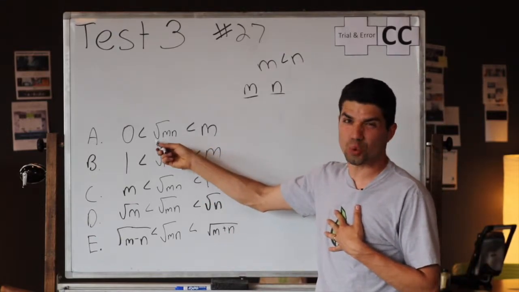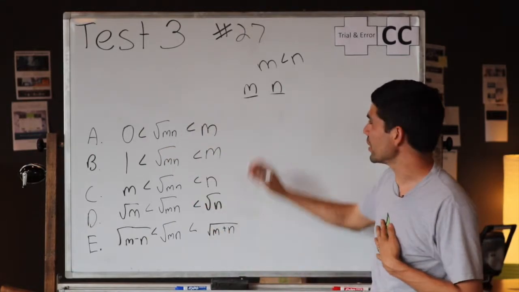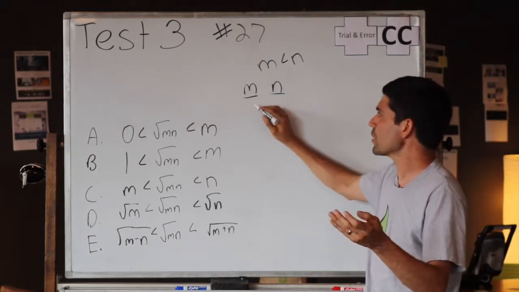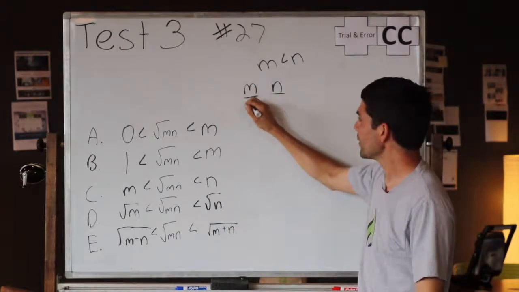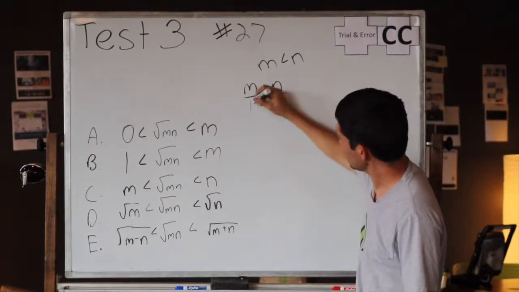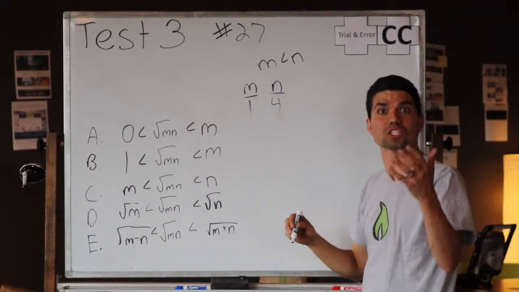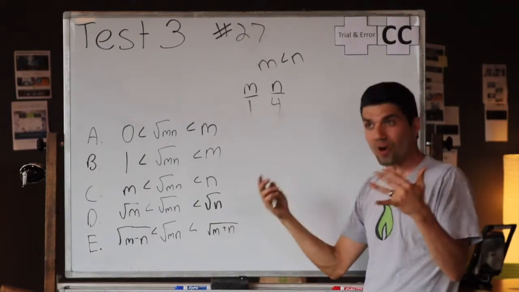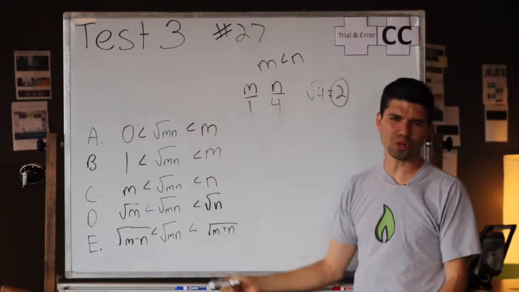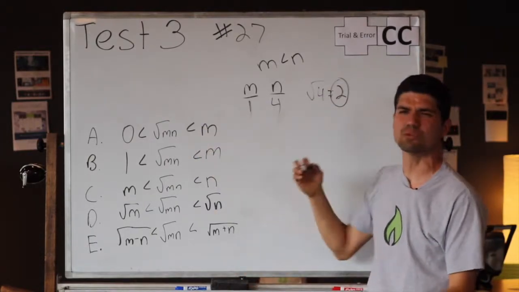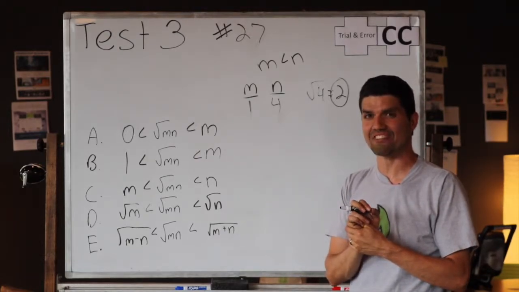I need the square root of m times n, a lot. So let's make that easy to work with. Instead of picking any old numbers, if I were to pick 2 and 3, multiplying gives 6, and the square root of 6, I don't know what that is. But what I do know is that 1 times 4 is 4, and the square root of 1 times 4 is 2, because the square root of 4 is 2, and that's an easy number to work with. So now let's see which one of these is true using m as 1 and n as 4.